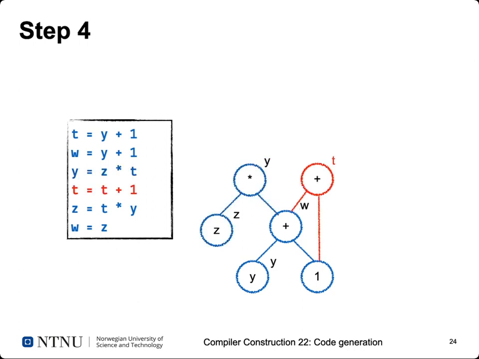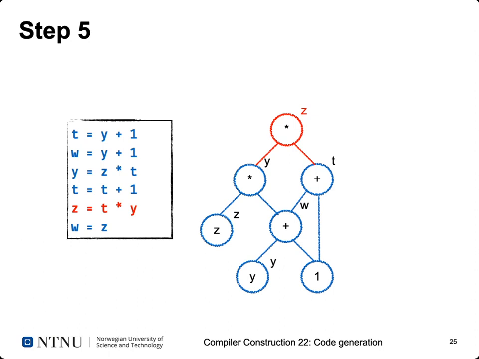In our next operation, we increment t by 1. So essentially what we have to do is we have to find a node giving us the value of t, which was this plus node here before. And we already have a node that gives us a 1. So we move the annotation t up to our new operator here that adds the former value of t plus 1, giving us the new value of t.